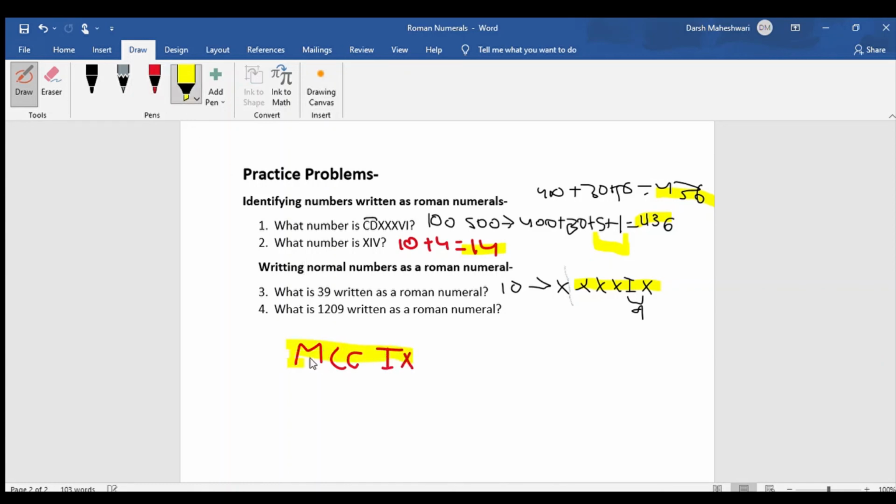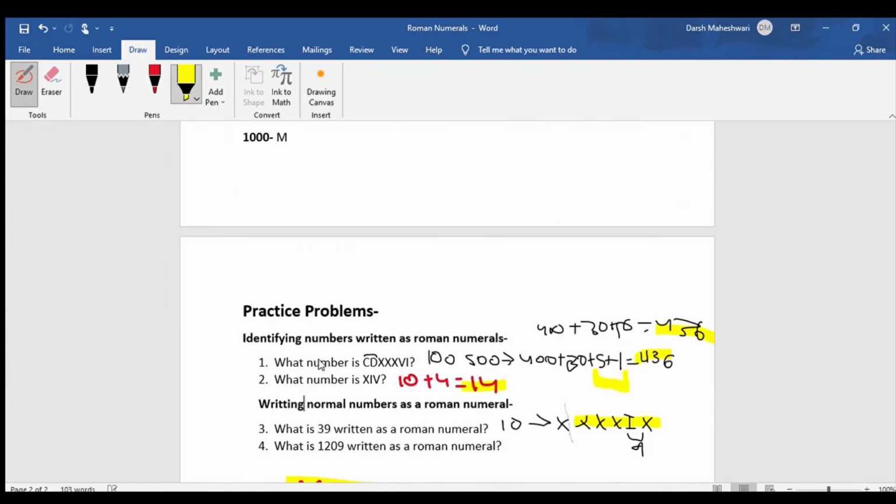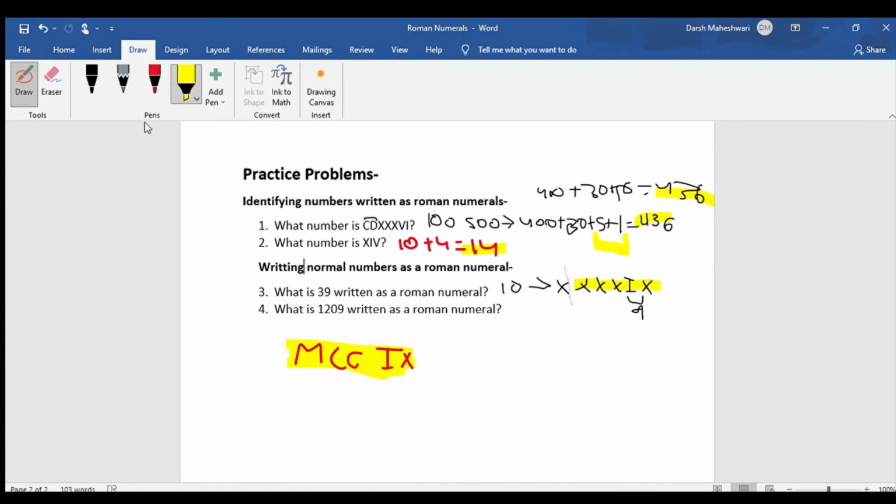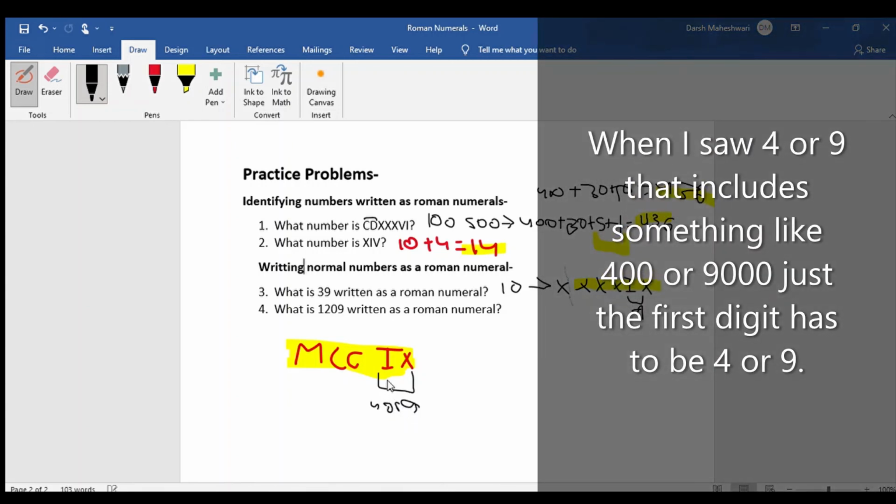So usually the larger number would always come first, like M before D or M before C. But the only occasion is if you're trying to make 4 or 9. That's the only occasion where you can put a smaller number like 1 ahead of a larger number like 10.